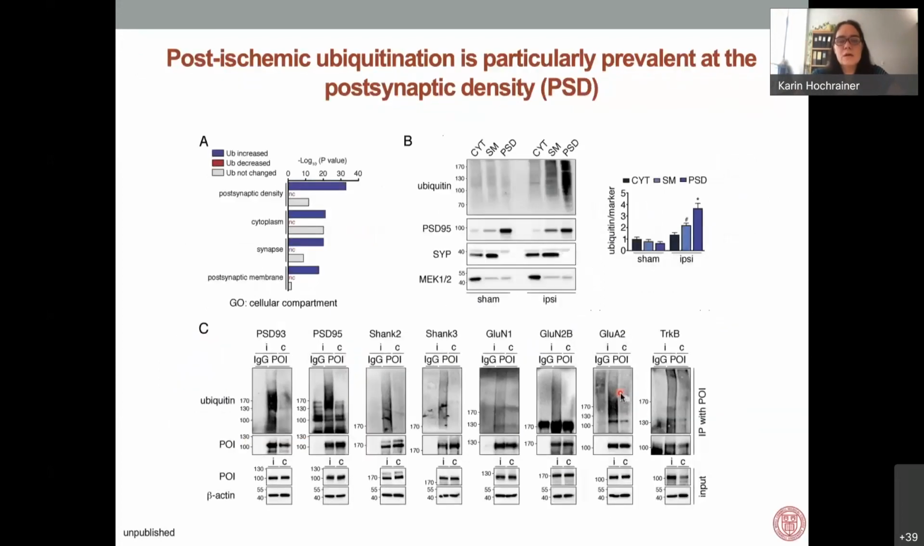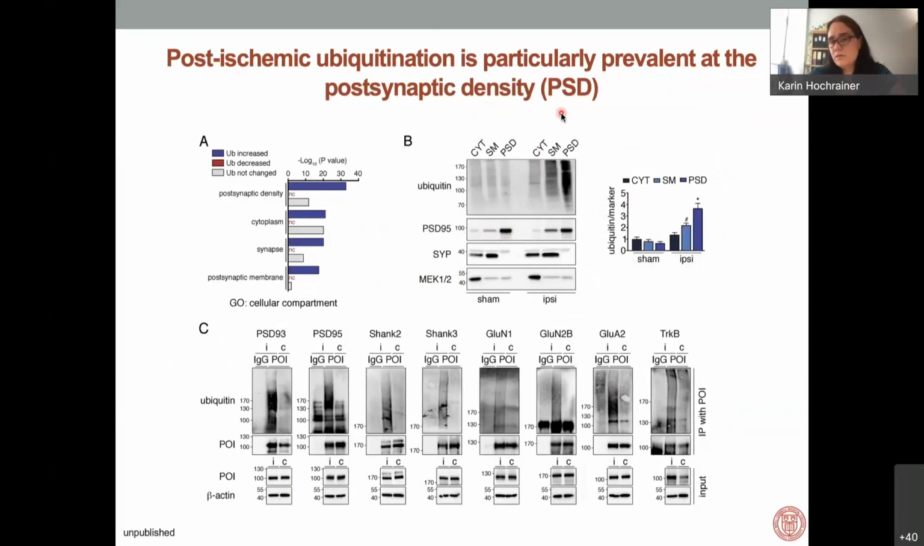So then next what we did is we analyzed gene enrichment with gene ontology enrichment analysis, and we found that location-wise, many of the proteins that we found are associated with the postsynaptic density. And we also confirmed that biochemically, showing here by gradient centrifugation.